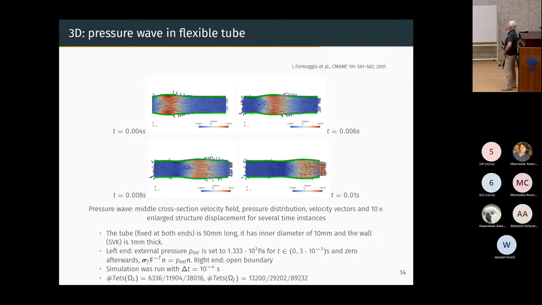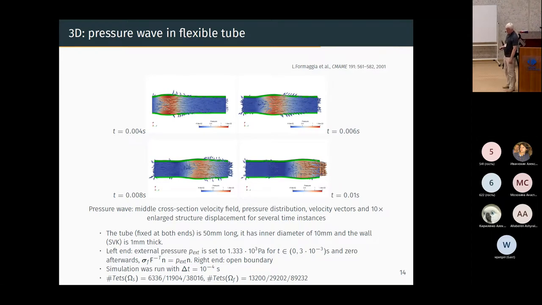And now an example of this scheme. We consider a benchmark which was suggested 20 years ago. This is a tube with flexible walls, and this tube mimics an artery of a human. It has length 5 centimeters, diameter 1 centimeter, and the thickness of the wall is 1 millimeter. And on the output boundary on the right, one imposes do-nothing boundary conditions, free outflow.